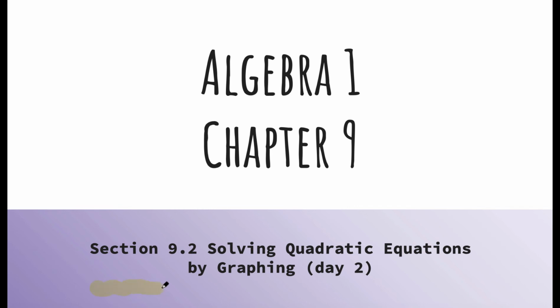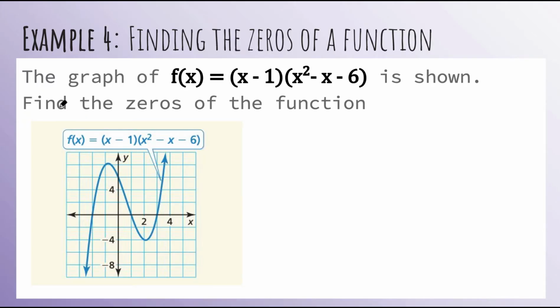In this video, we are looking at section 9.2, solving quadratic equations by graphing, day 2. In this example, we're finding the zeros of the function, and we can see here that we have a graph of the function that represents f of x equals x minus 1 times a quantity of x squared minus x minus 6. And we're supposed to find the zeros of the function. Remember, another way to say zeros is roots or the x-intercepts for the function.